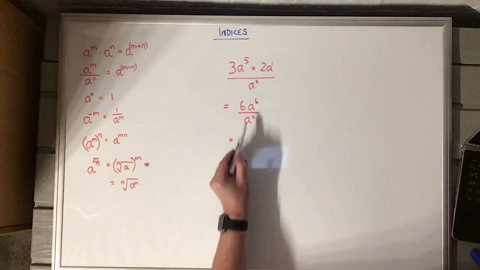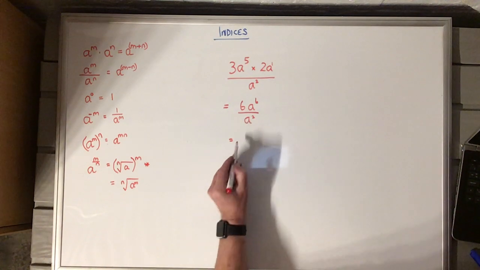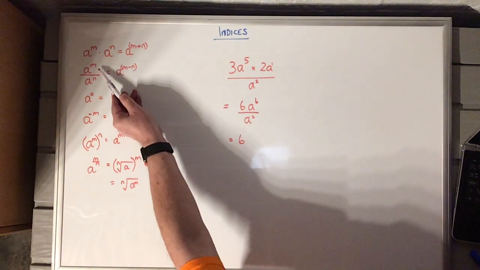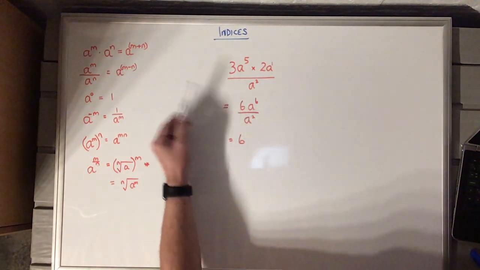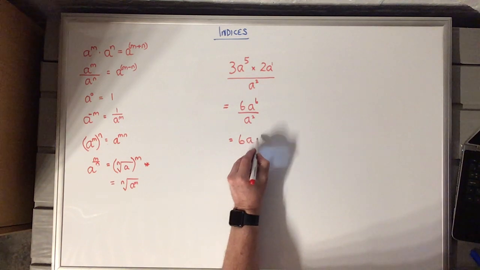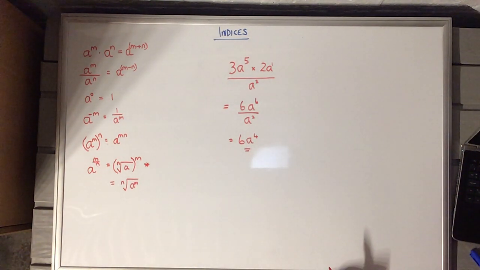Well, we can tidy that up. 6 divided by 1, this is 1a squared, so there's a 1 there that you don't see. 6 divided by 1 is 6. And we use the second rule here. We're dividing, and it's the same base number, so we subtract the powers. So that's going to be a to the power 4. Final answer. Quite a common question, that one.